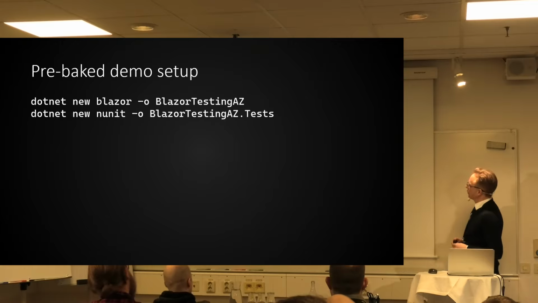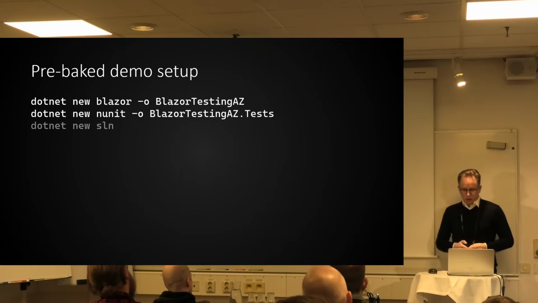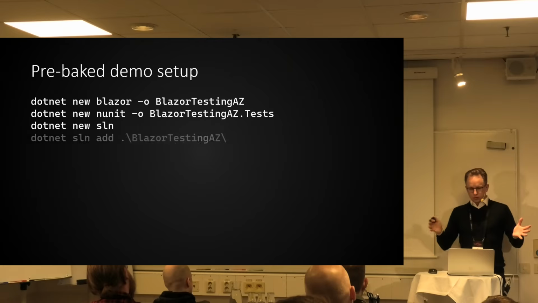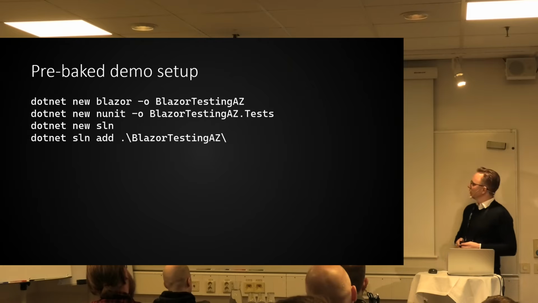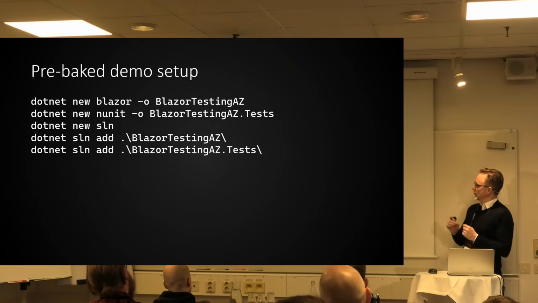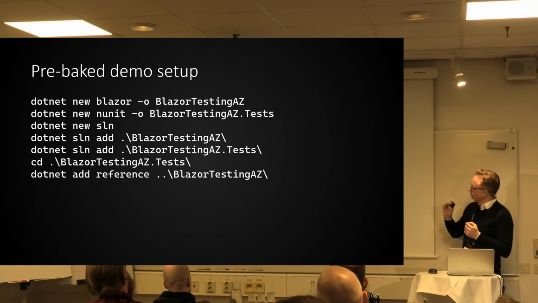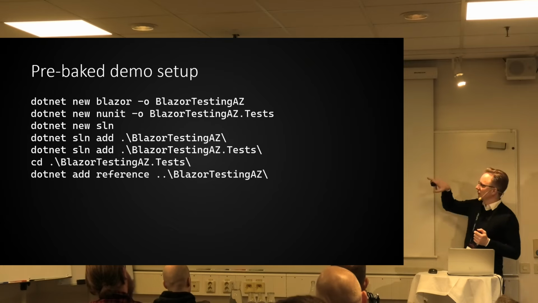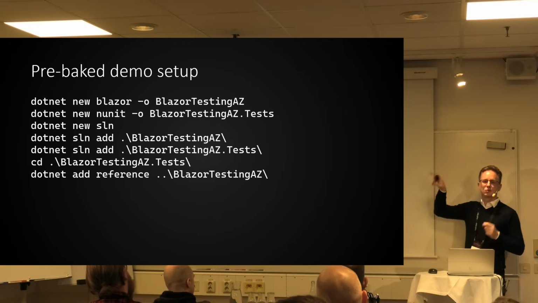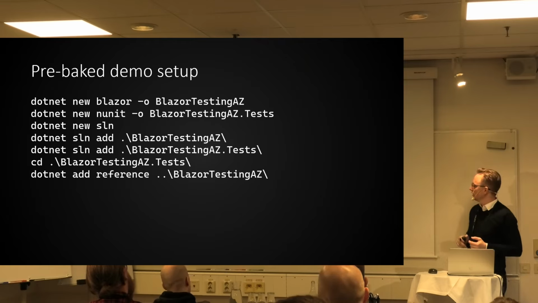Now we need an NUnit test project. We do that like that. And then we need a solution to put everything into. And then we can just add the projects so that the projects are added to the solution. And we add a reference between the test project and the production code project, the Blazor application project, like that.